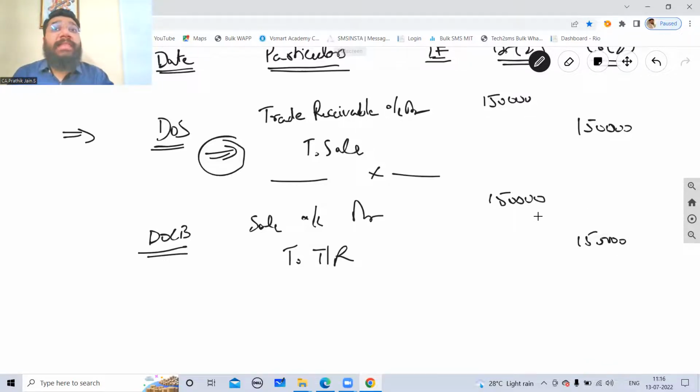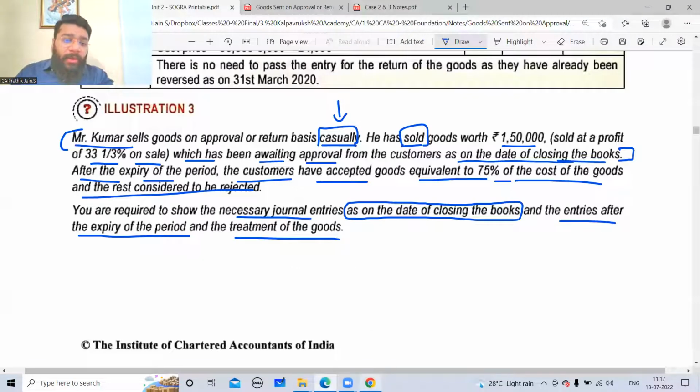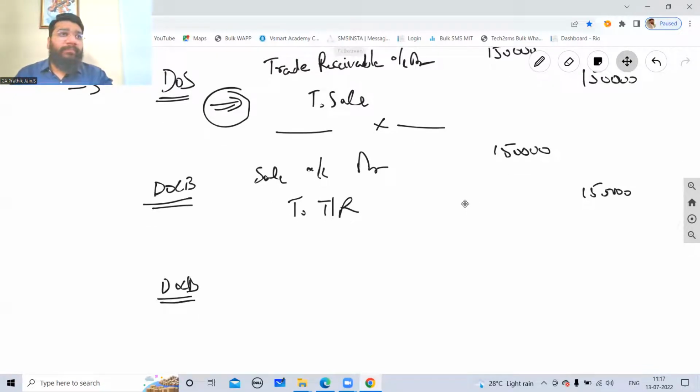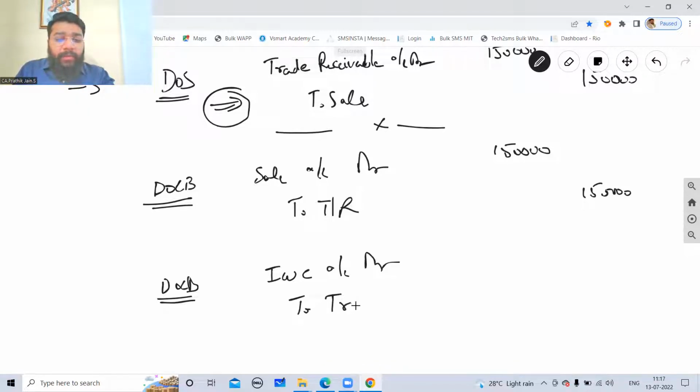This 1,50,000 is the sale value. Now, what am I supposed to do? On the same date of closing the books of accounts, I need to pass one more entry. Which entry is that? I need to adjust my inventory. Here, the inventory is under my position or under the position of the customer? Under the customer's position. So, what will be the journal entry? Inventory with customer account debit to trading account.